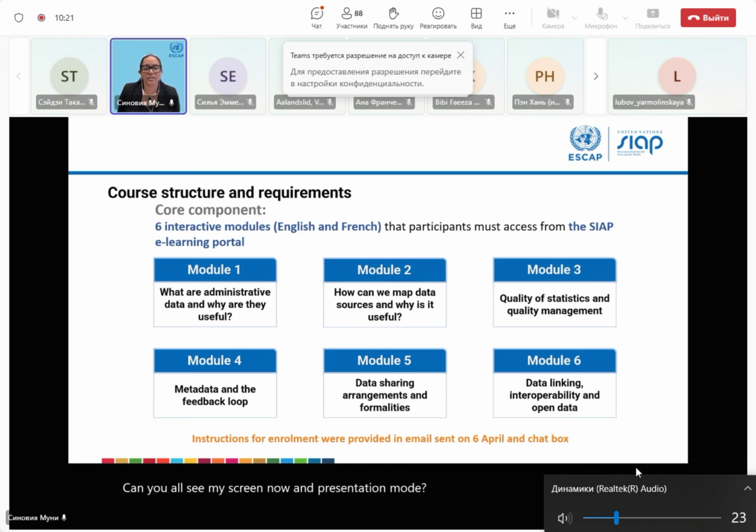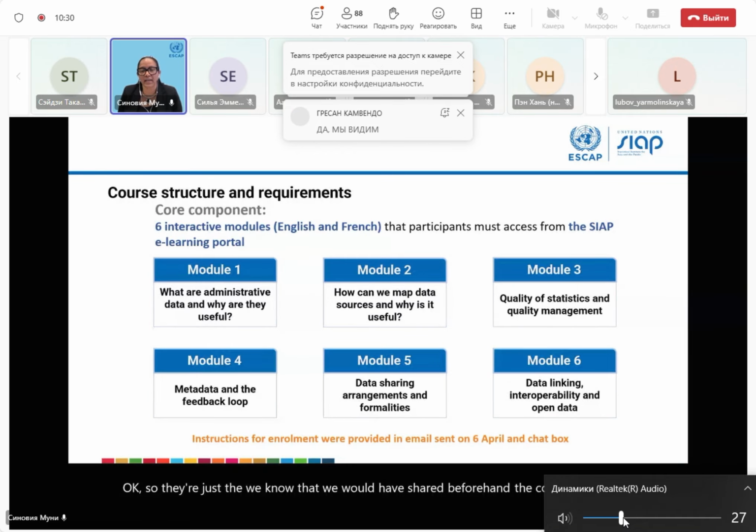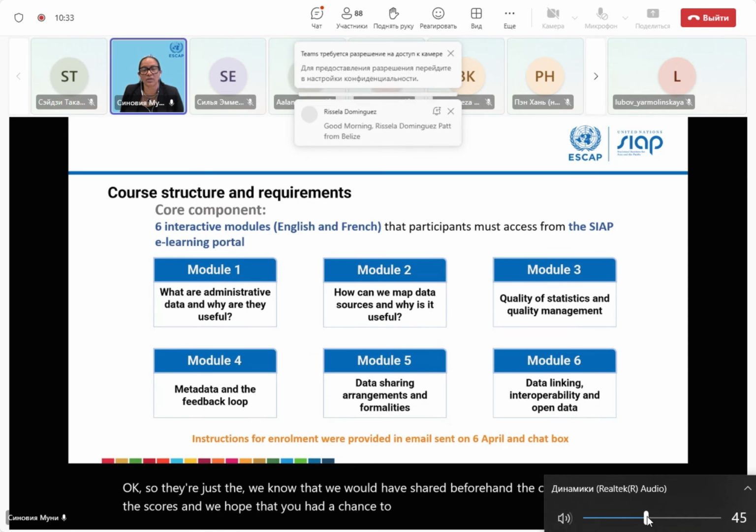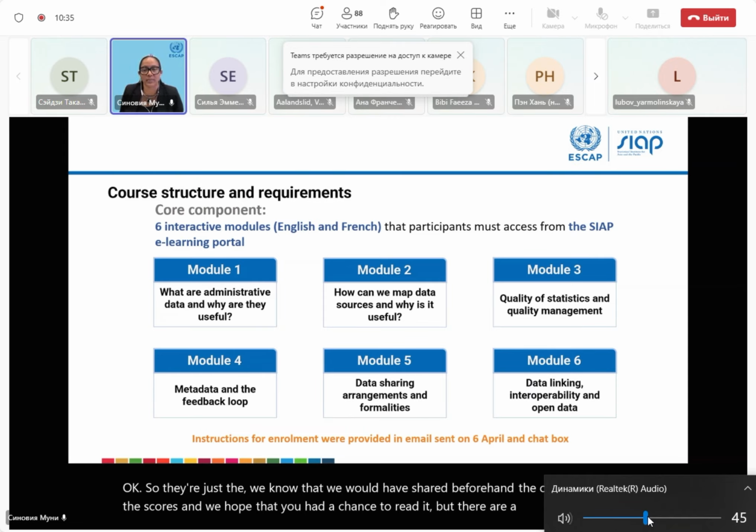Okay, so we know that we would have shared beforehand the concept note for this course, and we hope that you had a chance to read it. But there are a few things that we want to highlight about the structure and the contents to make sure that we are all on the same page.